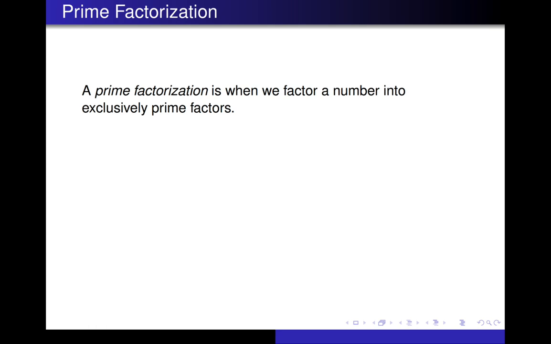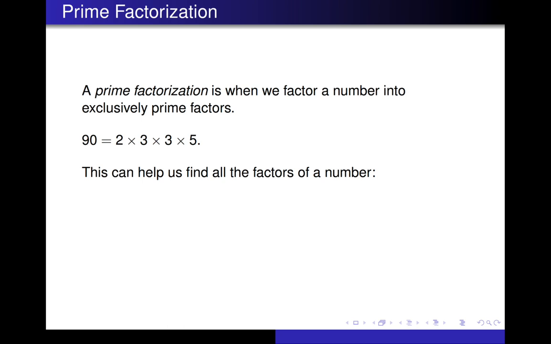All right. Next I want to talk about what a prime factorization is, and we've actually done this in one of the previous slides. It's when we factor a number into just prime factors. So remember with 90, we factored that into 2 times 3 times 3 times 5. Those are all prime factors. There aren't any non-prime factors in there. That is a prime factorization of 90.